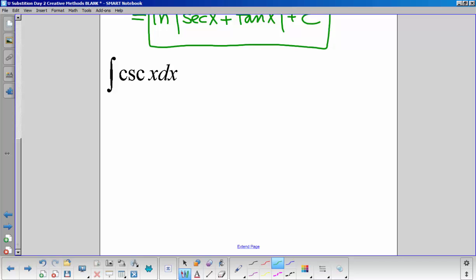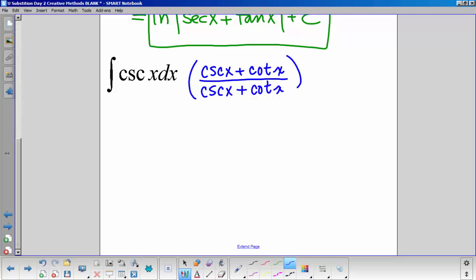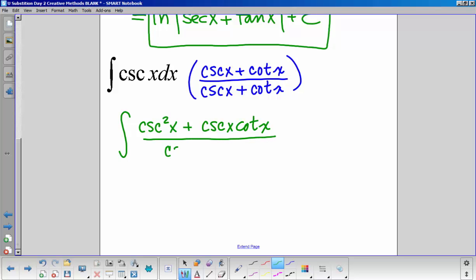All right. Cosecant is similar. What am I going to multiply that by? Cosecant x plus cotan x. It has to be over 1 because I don't want to change the integral's value. I just want to change the way it looks. Okay. So on top then we're going to get cosecant squared x plus cosecant x cotan x, all over cosecant x plus cotan x dx.